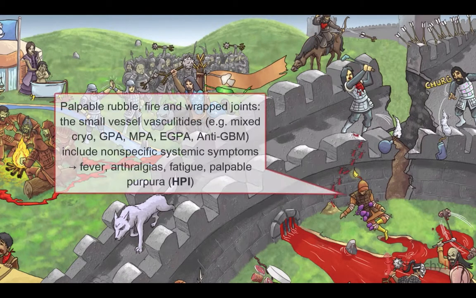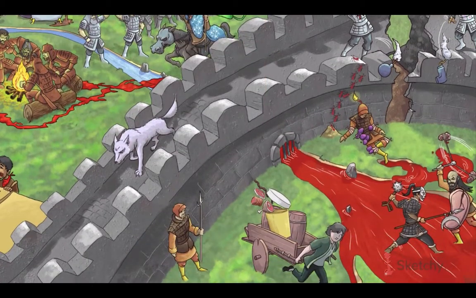For all the small vessel vasculitides we just talked about, we're talking mixed cryoglobulinemia, GPA, MPA, eGPA, anti-GBM, expect all the typical systemic vasculitis symptoms as well, including fever, arthralgias, and fatigue. The typical skin manifestations of small vessel vasculitis include a non-blanching palpable purpura. Hence the palpable purple rubble on this resting soldier. Yep, just taking a nap.